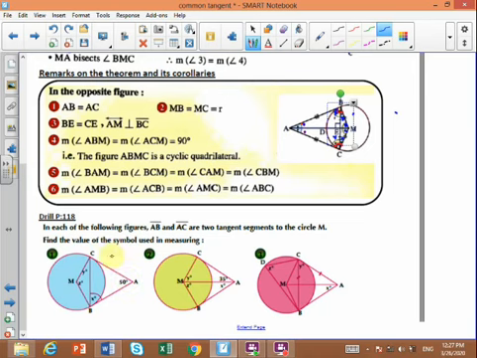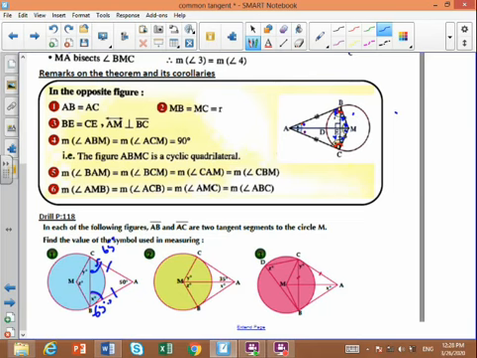Okay, since AB and AC are two tangent segments, they are equal in length. So this triangle is an isosceles triangle. The measure of ACB equals ABC. So 180 minus 50 divided by 2 will be 65. So angle X is 65. Okay, and of course this angle is 65.